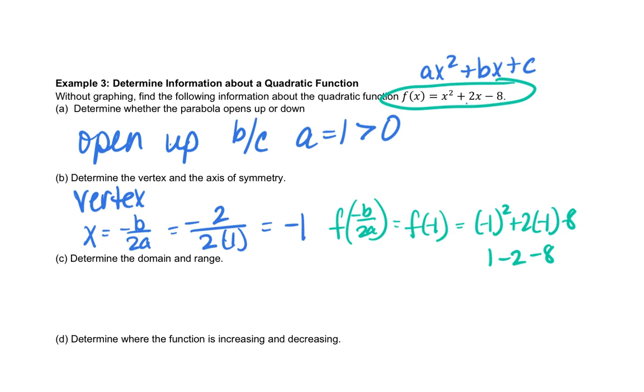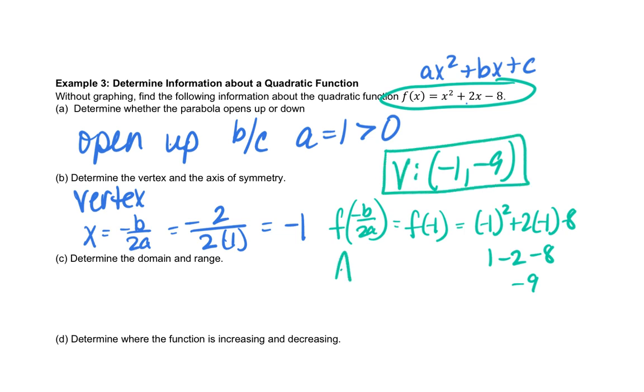So 1 minus 2 is negative 1, and negative 1 minus 8 is negative 9. So my vertex is negative 1, negative 9. So the axis of symmetry is x equals negative 1.